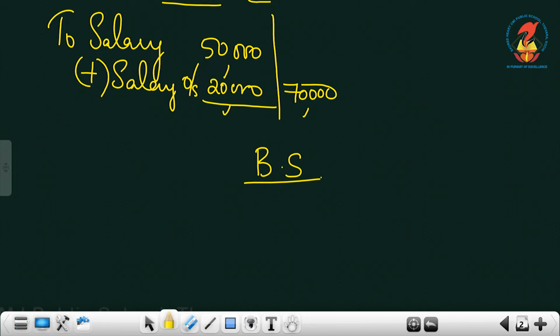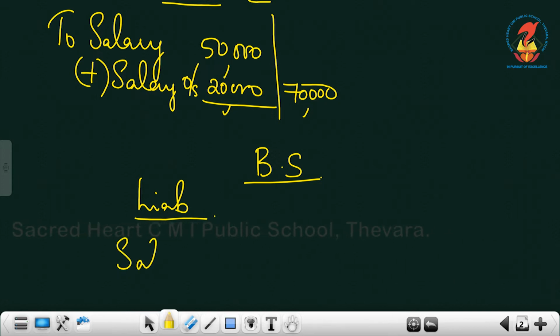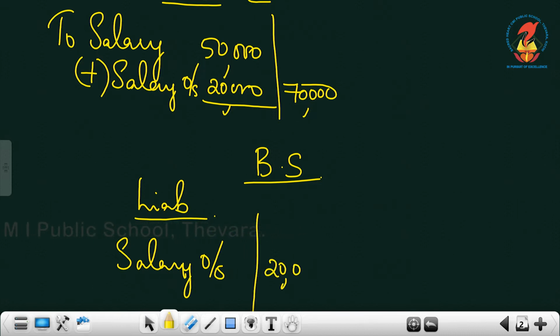2 times you have to record it. But will you record that 50,000 again? No, you can't, because 50,000 is the salary which is given inside the trial balance. It is not an adjustment. It needs to be recorded only once, and that we finished. Next, the salary outstanding 20,000 you have to record 2 times. So now we will be recording it on the liability side of the balance sheet because it is a current liability. So here we will write salary outstanding 20,000. Understood? This salary is just an example.